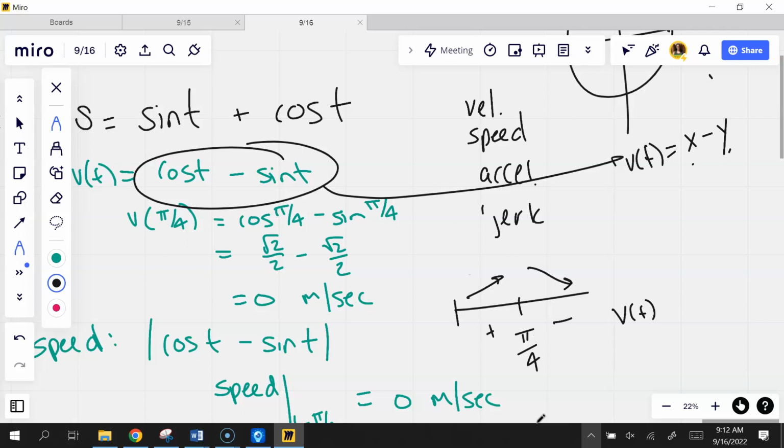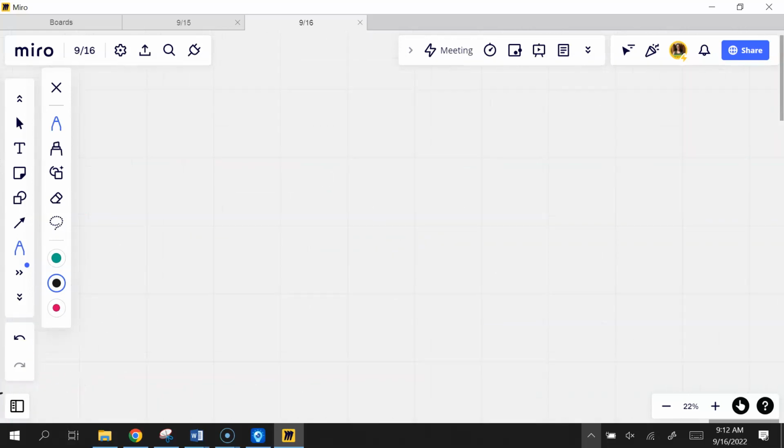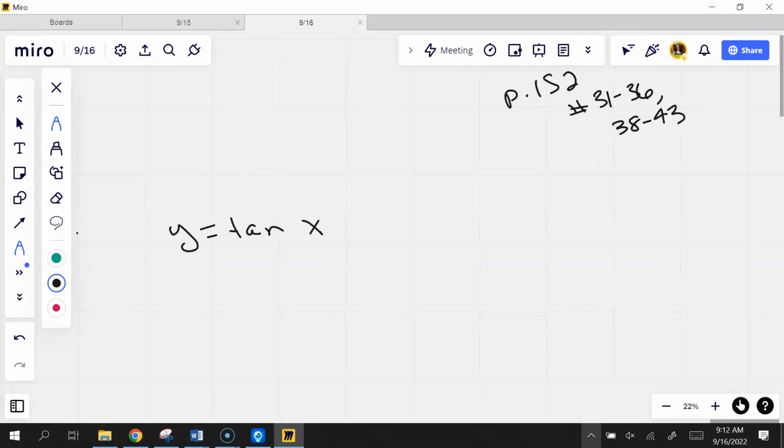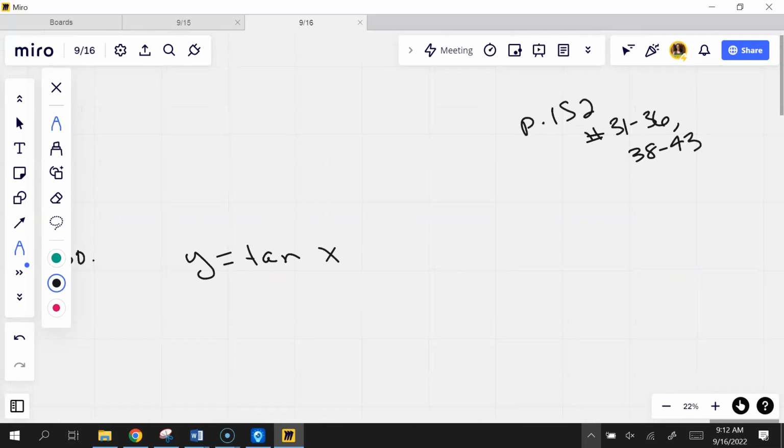Y'all okay? All right. Greer, which one did you ask me about? 30? Y equals tangent x. If you don't need this one, you can start on your homework if you want to. It's 31 to 36. I'm not going to give you much. And we did a couple of those together. If we did them together, you don't have to do it.